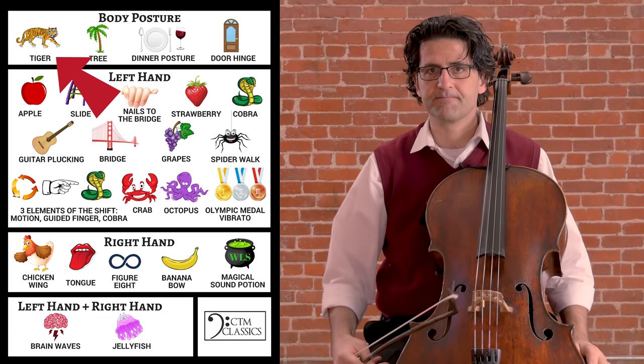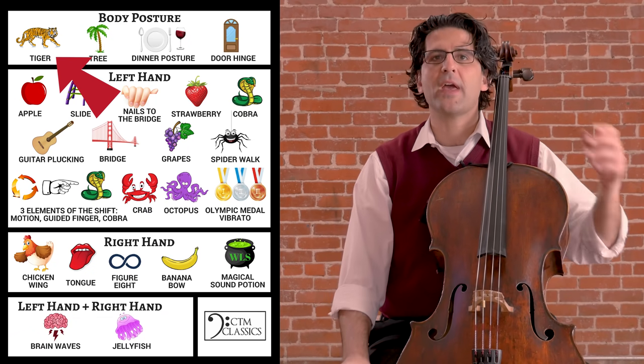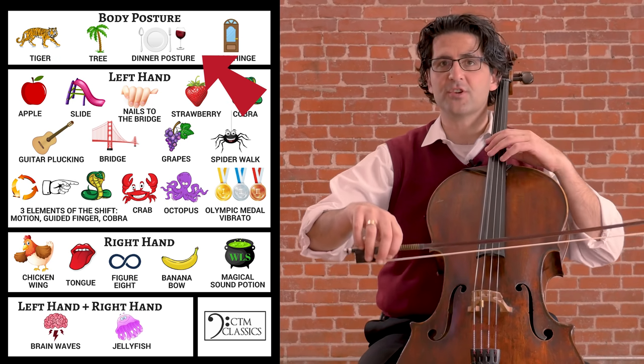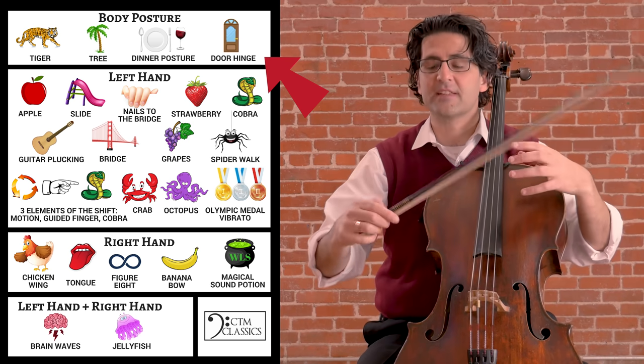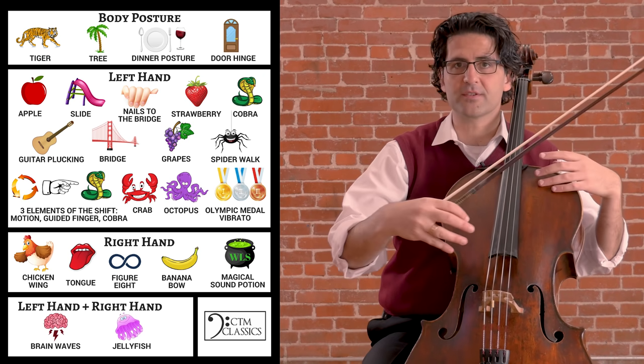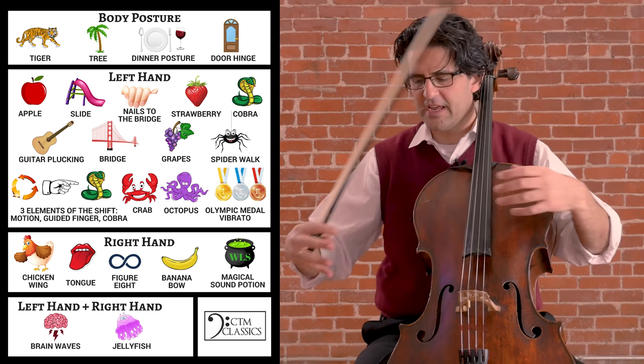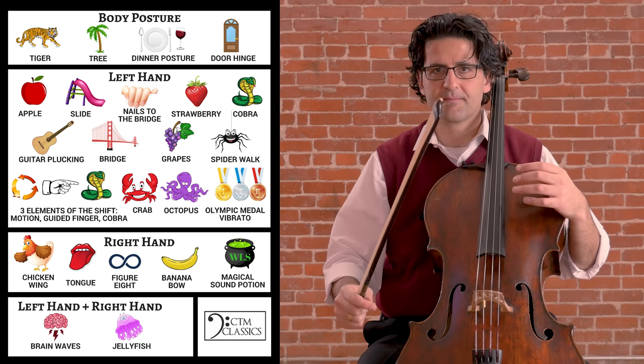Now we finish the first four emojis that help us to achieve the house. Yeah, we have the tiger. We have the tree that helps us move. We have the dinner posture. And then we have the final one, the door hinge, that helps us achieve all of it together. The body movement, getting up and down, being alert. Hinge helps us to achieve all of that.